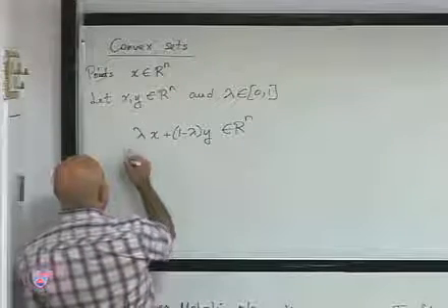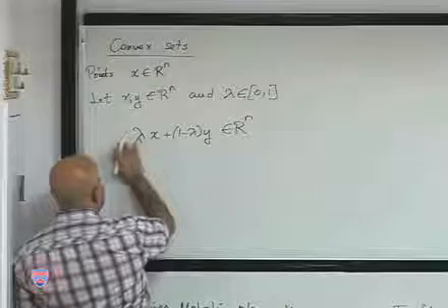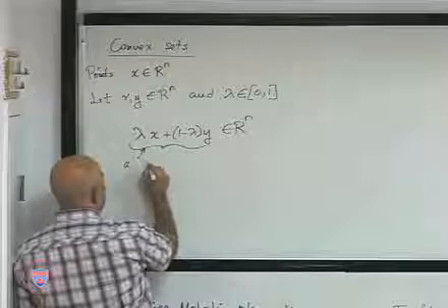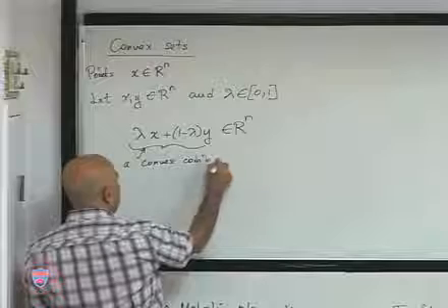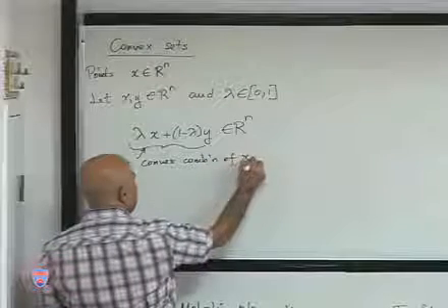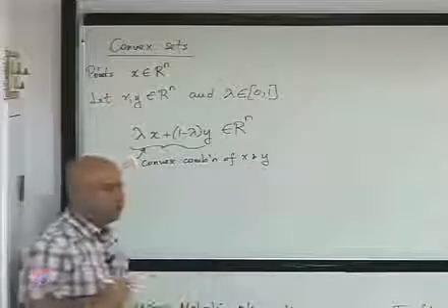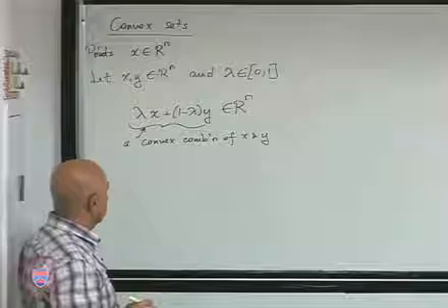Okay? So this new point, the entire thing, is a convex combination of x and y. Now, pictorially, what's happening is the following.